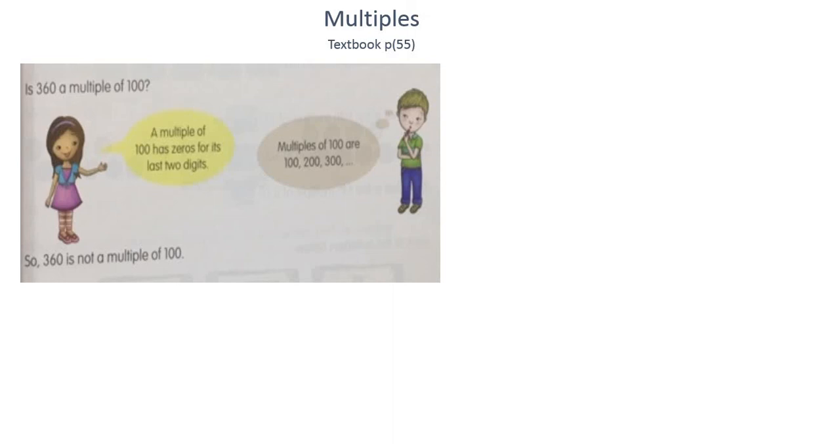It's not, because it doesn't end with 2 zeros. It has only 1 zero. So this is a multiple of 10, or a multiple of 5, because we said that 5 or 0 means a multiple of 5, and 10 ends with 0, and 100 with 2 zeros. So the big rule for a number that is a multiple of 100 is that it ends with 2 zeros.